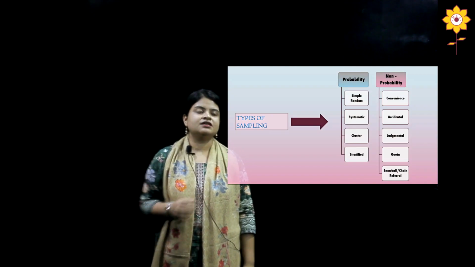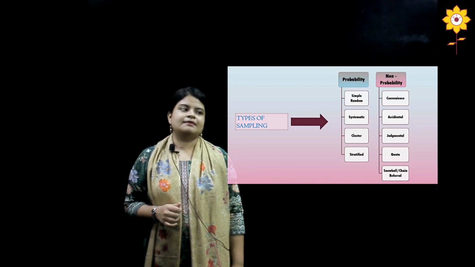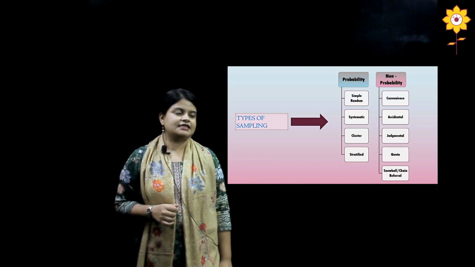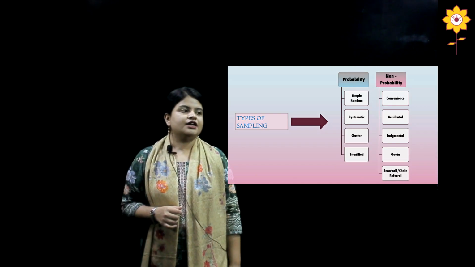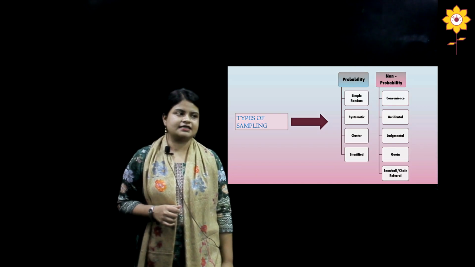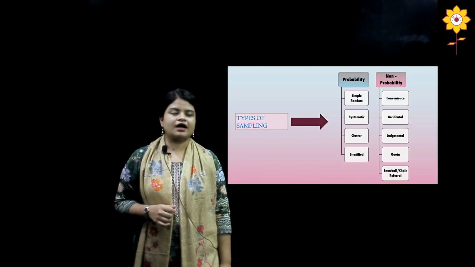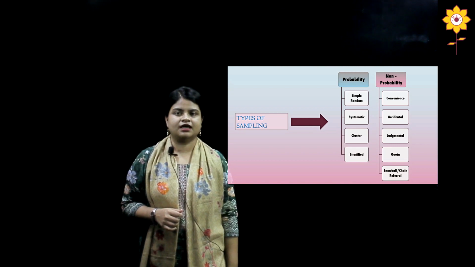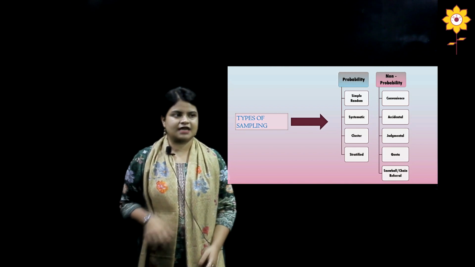Now there are further subtypes under probability sampling. The very first type is simple random sampling, then systematic sampling, cluster and stratified sampling. Under non-probability sampling, we have convenience sampling, accidental sampling, judgmental, quota and snowball or chain referral sampling. We shall now look further in depth at all these types of sampling.